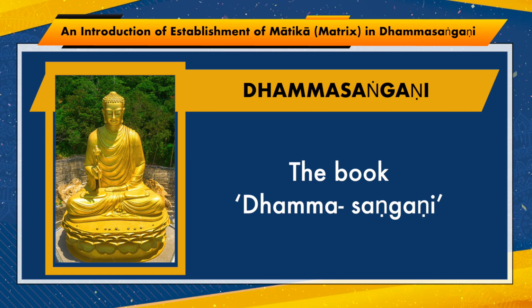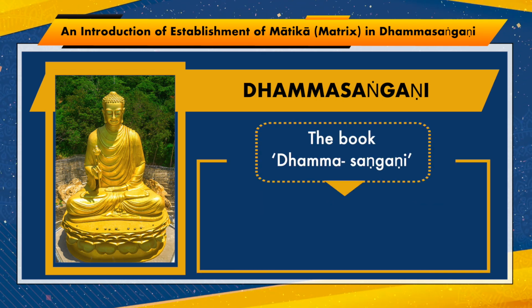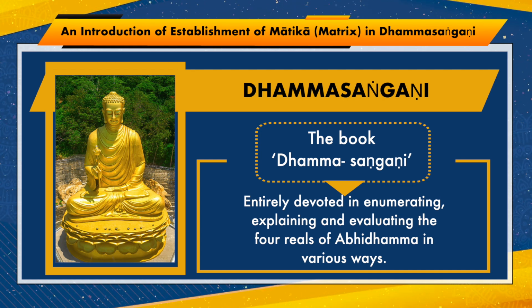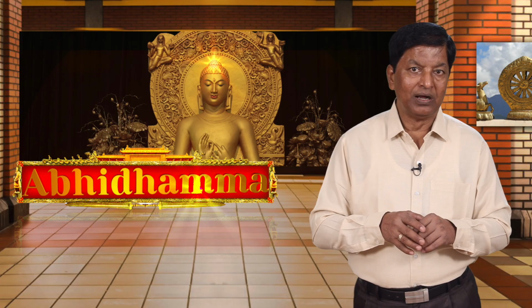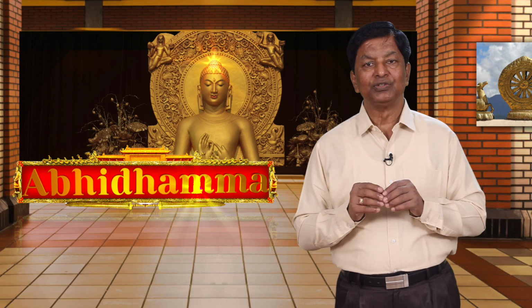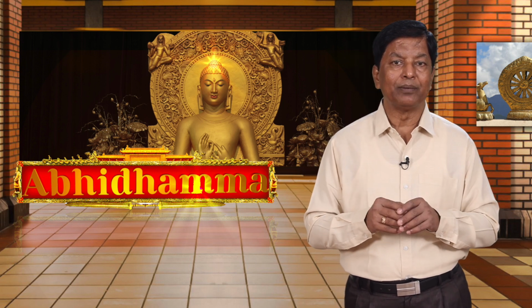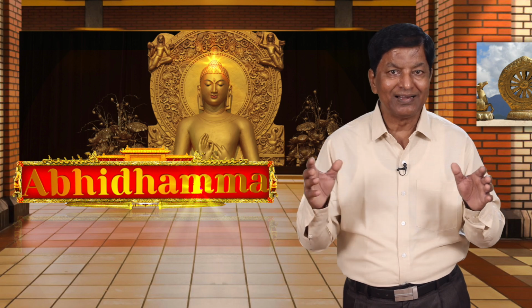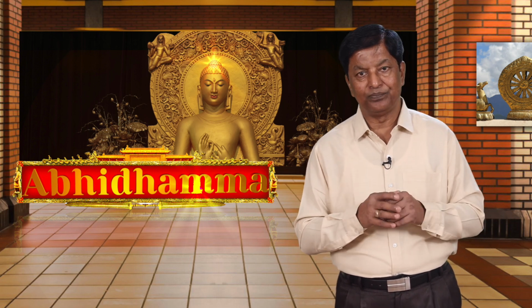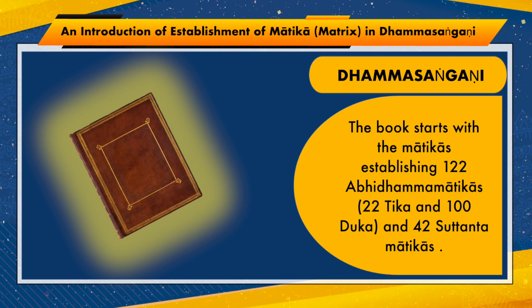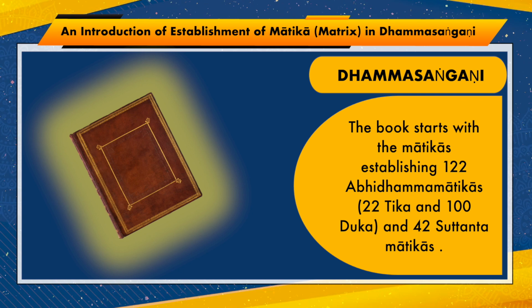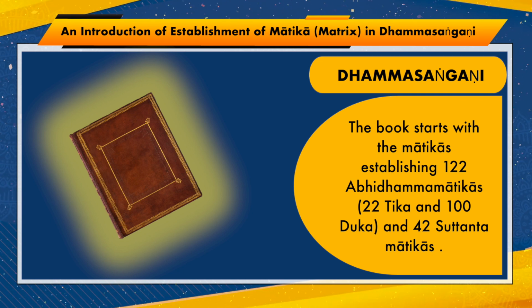Therefore, the book Dhammasaṅgaṇi is entirely devoted to enumerating, explaining and evaluating the four reals of Abhidhamma in various ways. Light has been thrown on these reals from a number of angles of vision to explain the truth. The book starts with the Mātikā, establishing 122 Abhidhamma Mātikā, 22 Tikka and 100 Dukkha, and 42 Sutanta Mātikās.